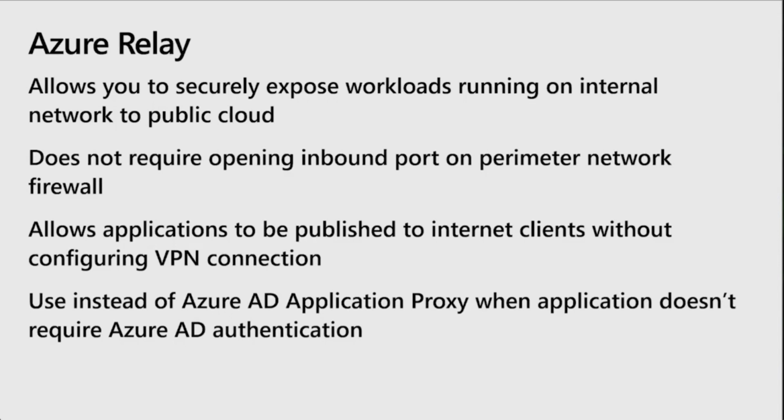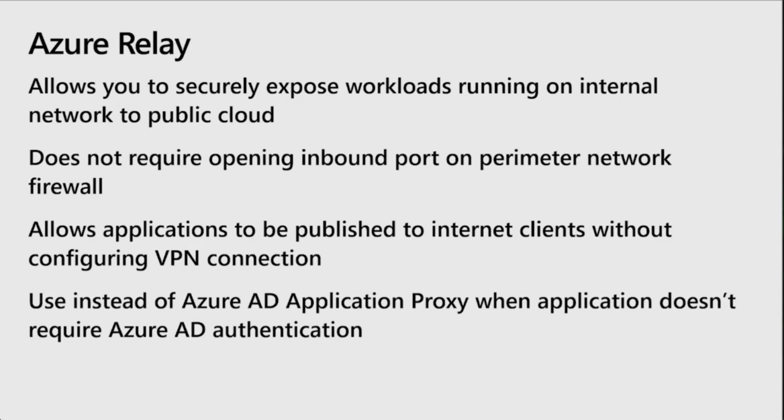It allows you to securely expose workloads that are running on your internal network to the public cloud. The way a lot of these technologies work is that you essentially install an agent on-prem, and the agent reaches out to Azure and creates a secure connection to Azure. It doesn't go through your VPN. You can have a single agent on-prem that can reach out to a variety of different hosts that are on-prem. So from the agent to Azure, there is an encrypted connection, but it's not a traditional site-to-site VPN.